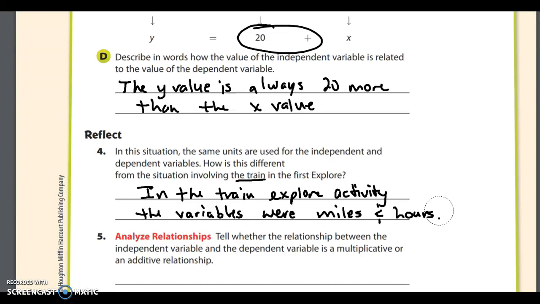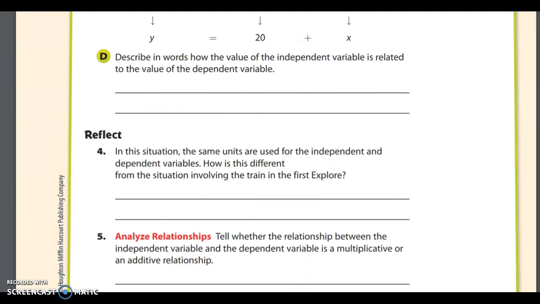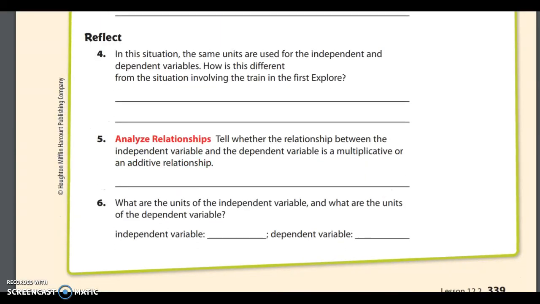Number 5, tell whether the relationship between the independent variable and the dependent variable is a multiplicative or an additive relationship. Well, what do you think it is? There's an addition sign right there. It's additive. And we have one more. I'm going to rewrite the answer to number 5. Make sure you have enough time on that one. This is an additive relationship.